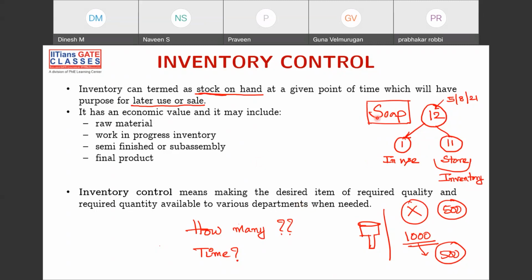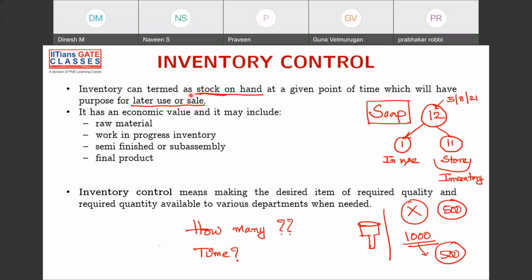Here, let's not go into all the items. Let's take a very simple example of soap. Let's say the date is 5th August 2021. I'm going to buy 12 soaps, and on the first day itself I'm going to open the first soap, and the 11 soaps I'm putting in a store. Whatever soaps are there in the store is known as inventory. What is that?